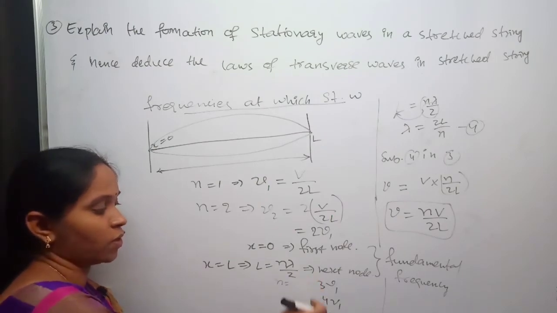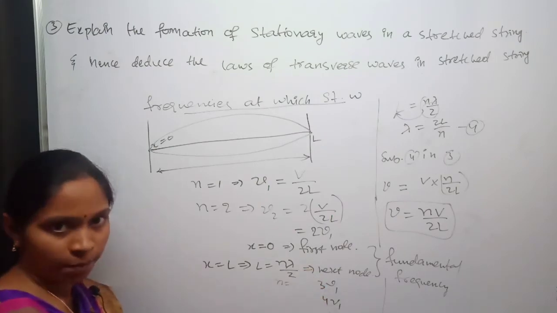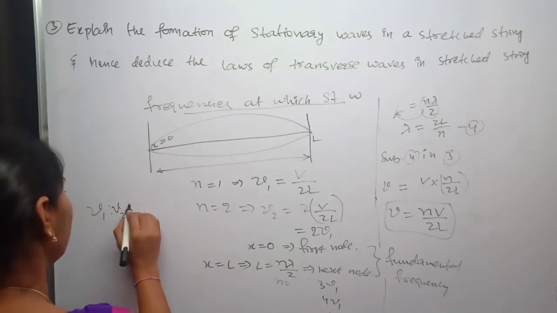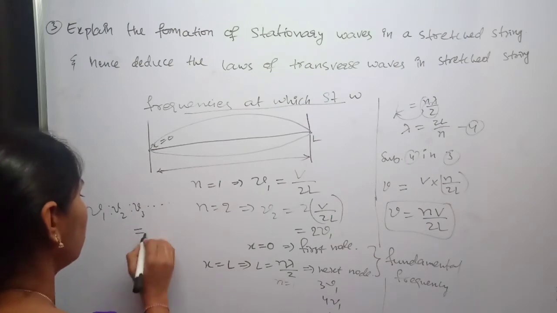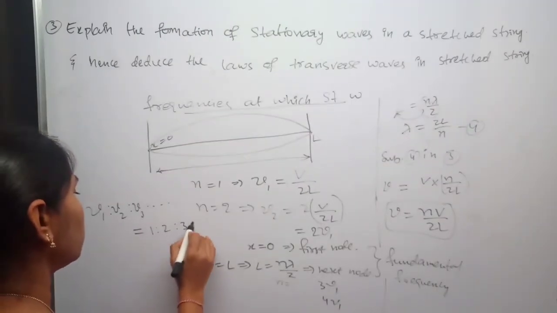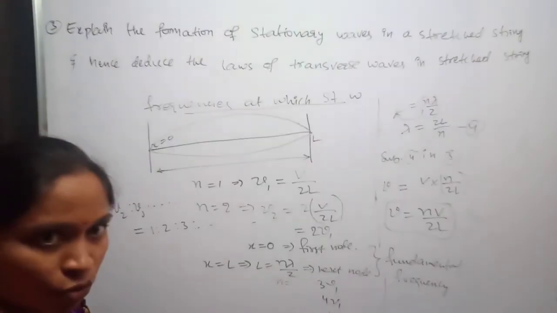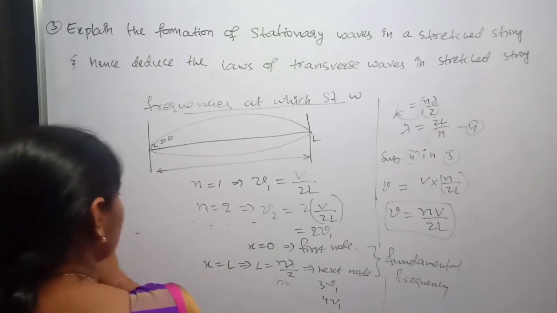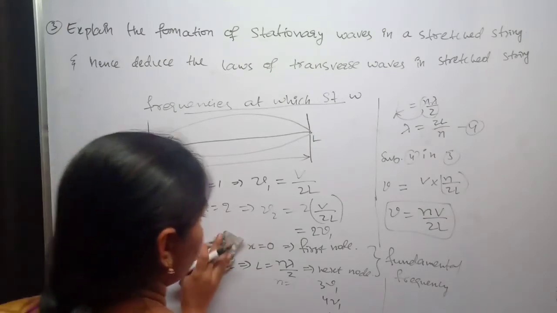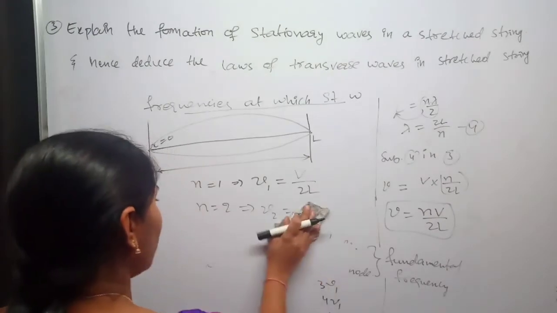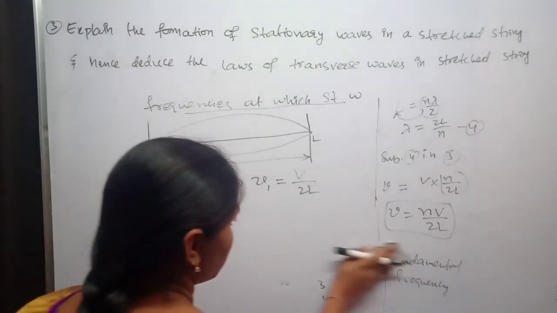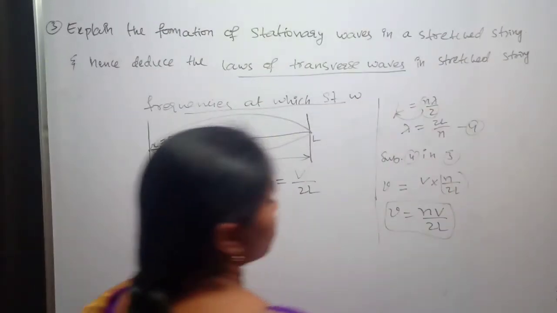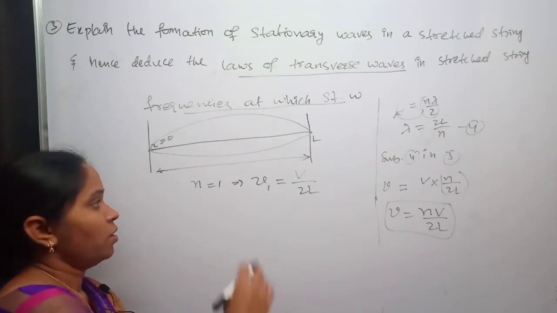These are the higher frequencies at which the stationary waves are formed, and the frequencies are related with each other as 1:2:3 and so on. Nu1, 2 nu1, 3 nu1, 4 nu1 and so on. These are the frequencies at which harmonics are formed. And using the fundamental frequency equation, I am going to deduce the laws of transverse waves in a stretched string.